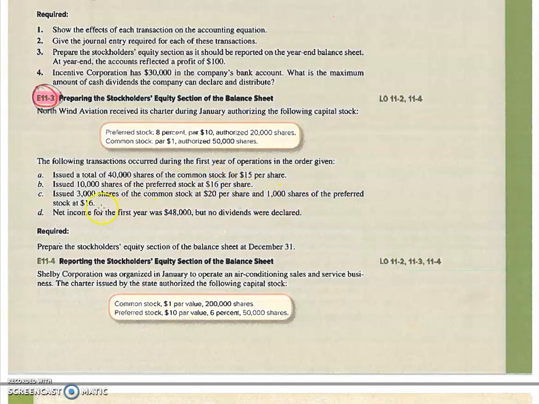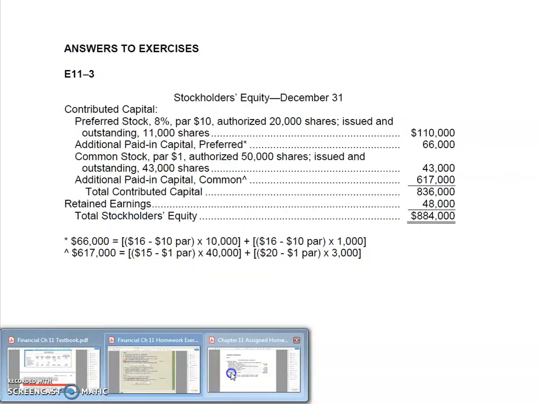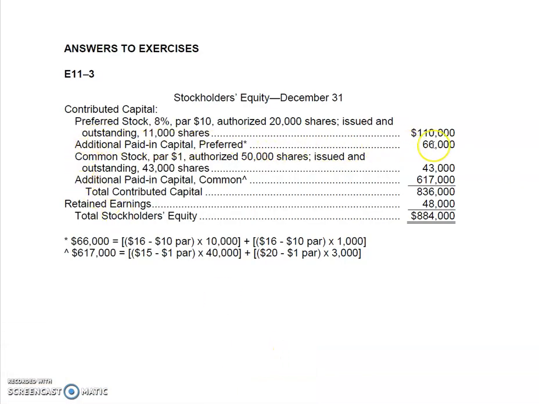Now, we sold the stock at $16 per share, both occasions. So we had additional paid-in capital, sometimes called paid-in capital in excess of par value, of $6 per share. The $6 is the sale price of $16 per share minus the par value of $10 per share. So $6 per share times 11,000 shares is $66,000 in additional paid-in capital on preferred stock.